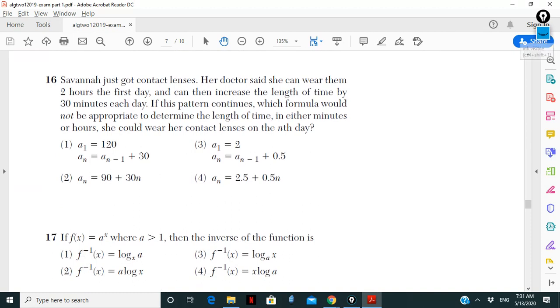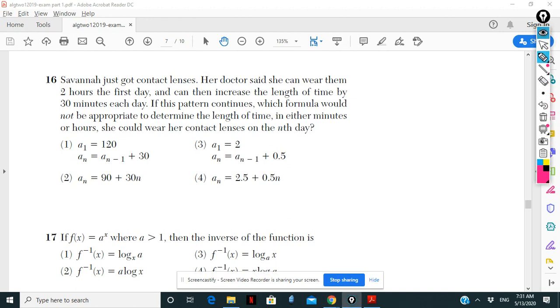Question number 16. Savannah just got contact lenses. Her doctor said she can wear them 2 hours the first day and can then increase the length of the time by 30 minutes each day. If this pattern continues, what is the formula that would be appropriate to determine the length of the time, in either minutes or hours, she could wear her contact lenses on the ninth day?